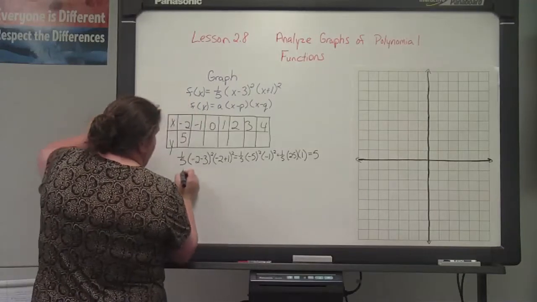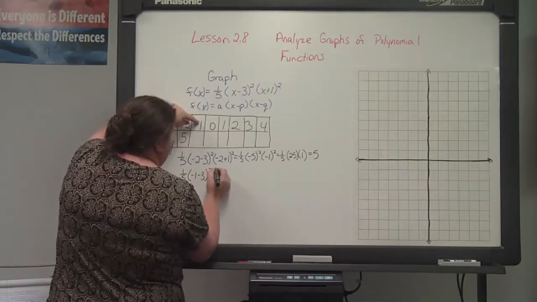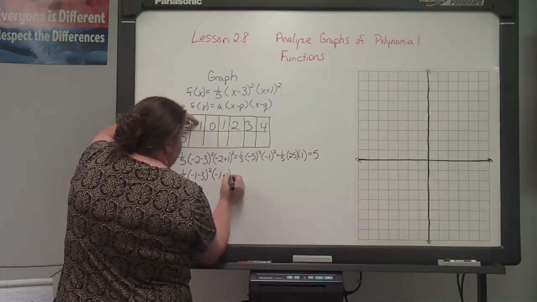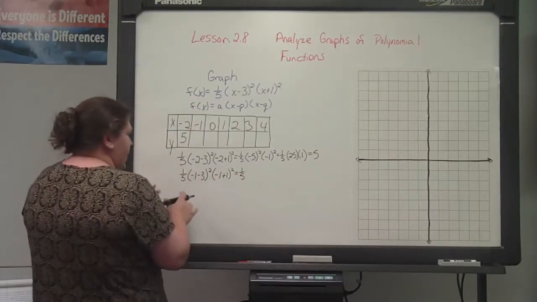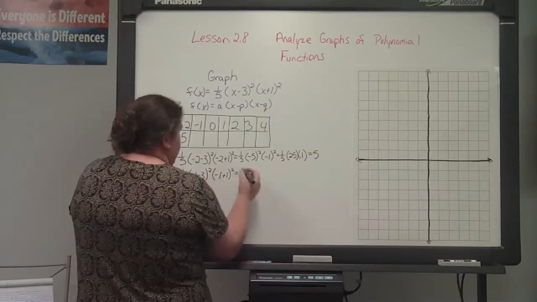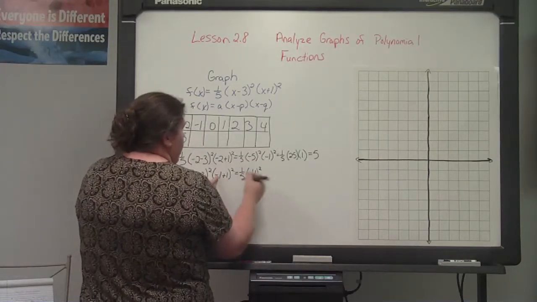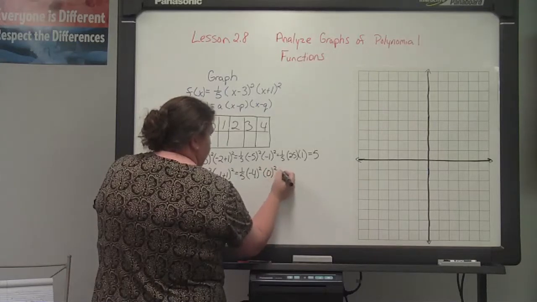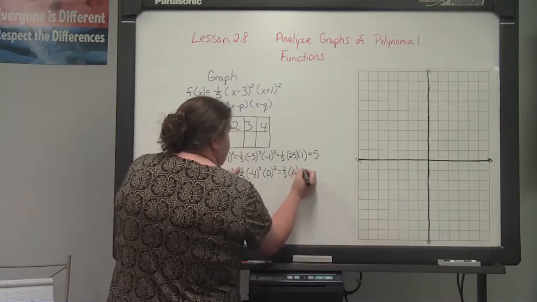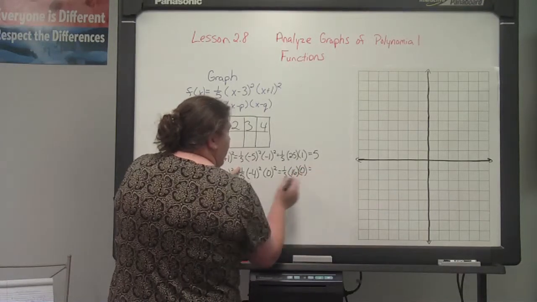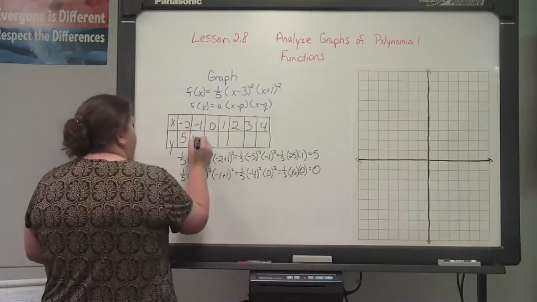I'll solve it again. 1/5 times (-1 minus 3) squared times (-1 plus 1) squared. Again, I'm going to keep my 1/5. -1 minus 3 gives me -4 squared, and -1 plus 1 gives me 0 squared. So I have 1/5 times 16 times 0. And we know anything times 0 gives us 0. So therefore, I now have my next answer.